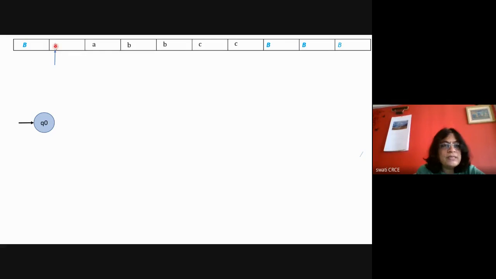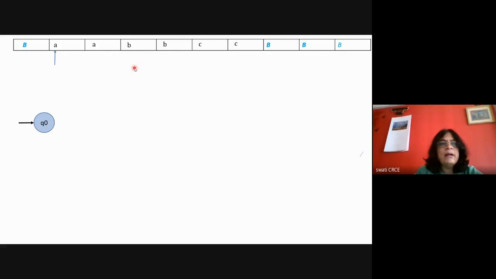So I'm going to replace the small a with capital A. Then it will go ahead and replace the small b with capital B. It will replace the first small c with capital C. It will go back, get the second A and replace it with capital A, replace the second B with capital B, and replace the second C with capital C.